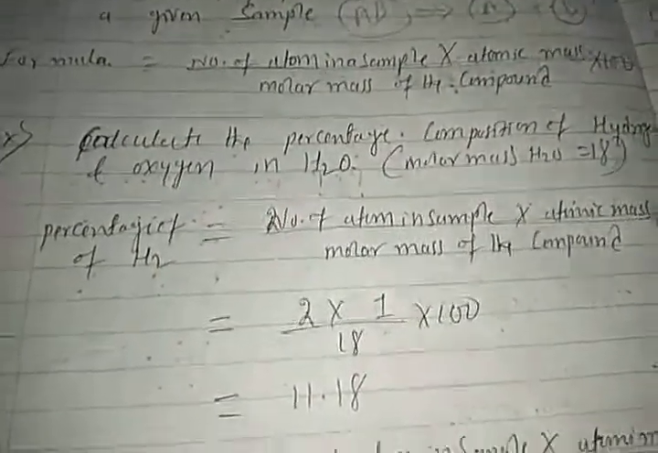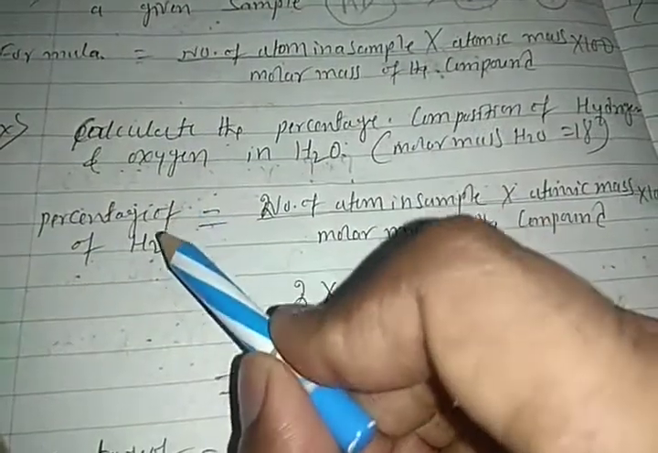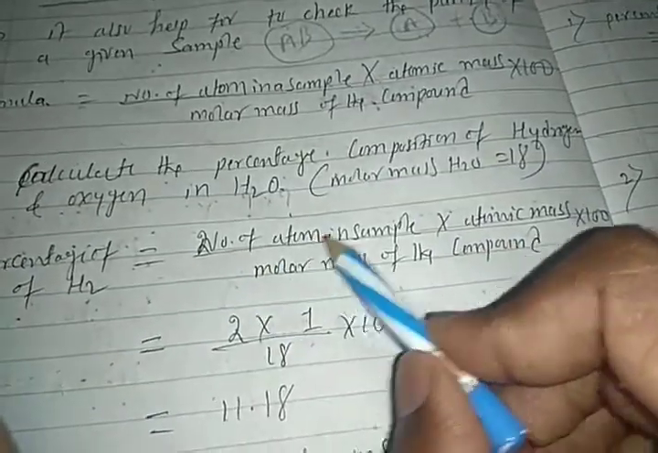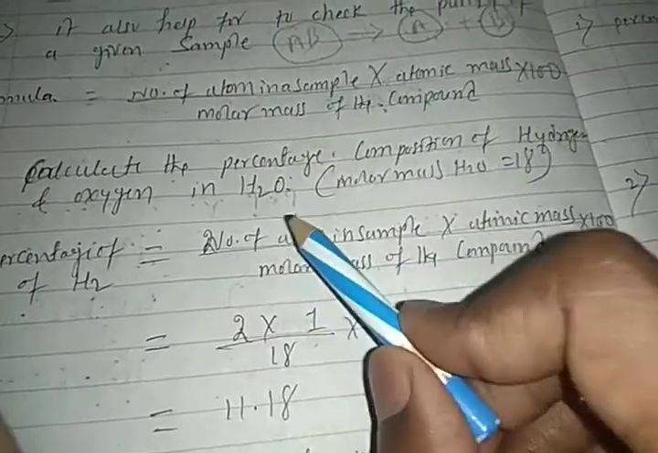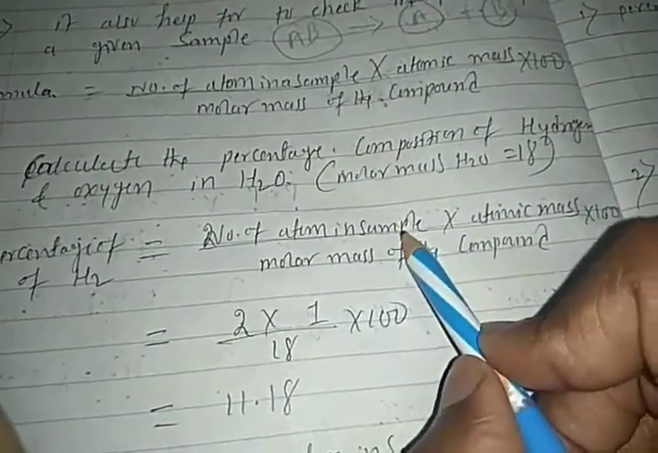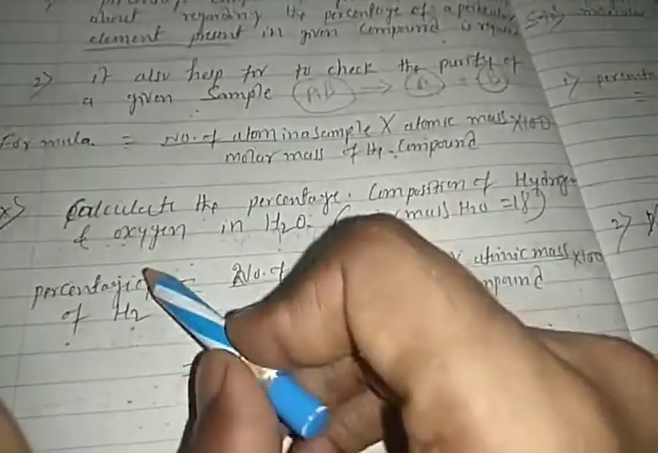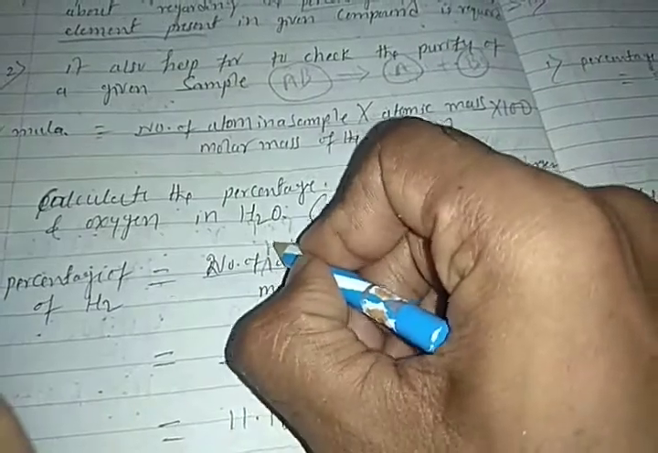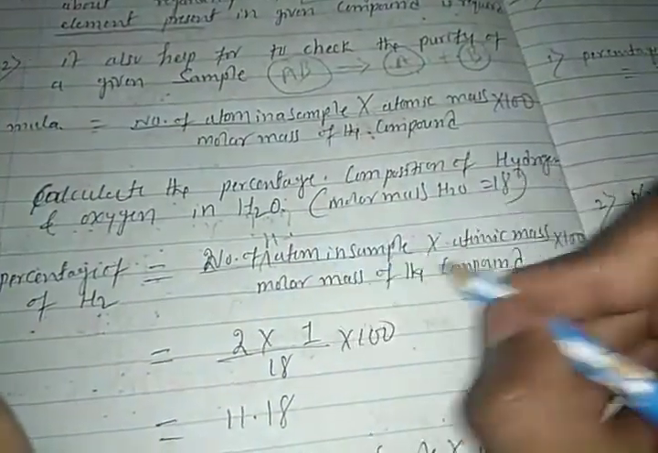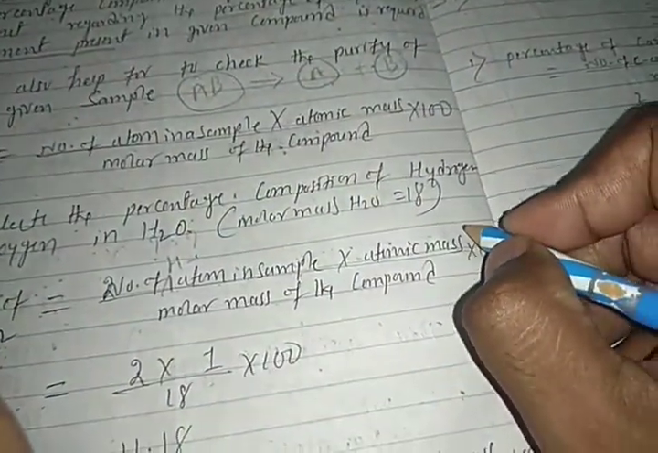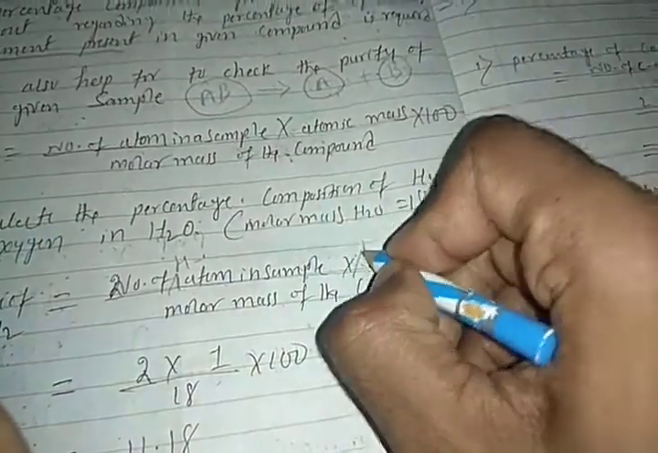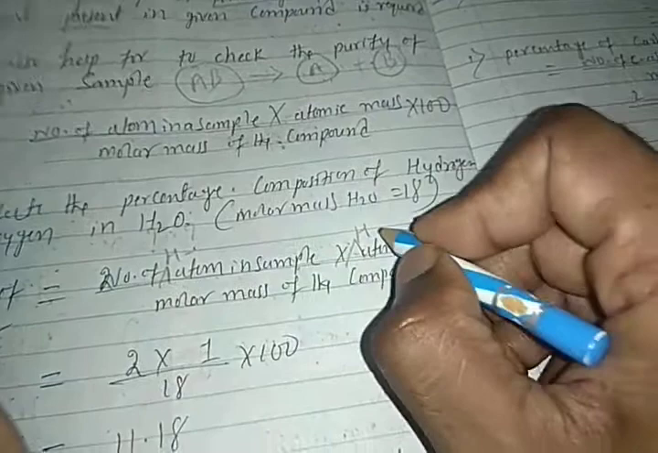So first, students, the percentage of hydrogen is equal to the number of hydrogen atoms in a sample into atomic mass. If you are calculating hydrogen, use hydrogen only here. The number of hydrogen atoms in a sample into the atomic mass of hydrogen.